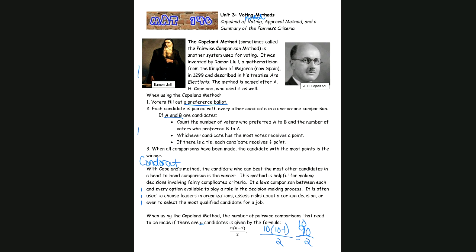So if I have 10 candidates that I have to choose between, I may not want to use the Copeland method because I'm going to have to make 45 comparisons. And that's a lot of comparisons to make. Unless I have like a committee or something working on this, I may not want to make 45 comparisons. So if n is equal to 10, then there are 45 comparisons to make in this case.